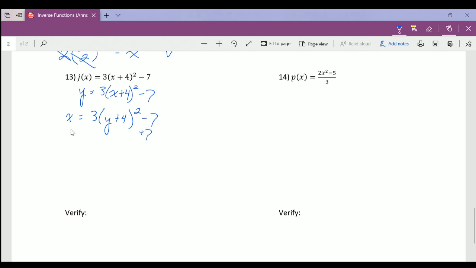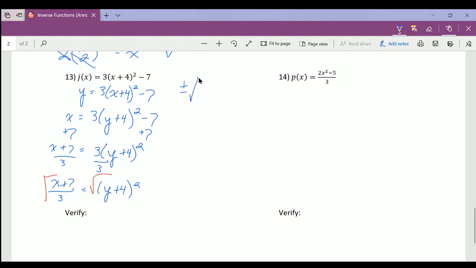So add 7. We have x plus 7 equals 3 times that guy squared. The 3's on the outside of the parentheses, so we're going to take care of that next. Divide by 3. We have (x plus 7) over 3 equals (y plus 4) squared. To get rid of that squared, we're going to use the opposite. That's a square root. Anytime you introduce a square root, you do need to consider both the positive and negative roots. Plus or minus the square root of (x plus 7) over 3 equals y plus 4. And then subtract 4.